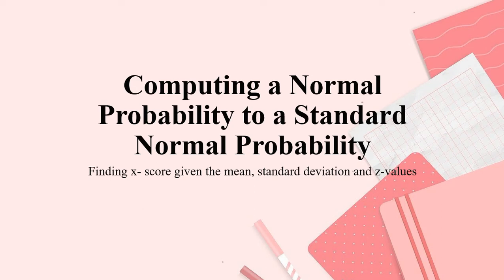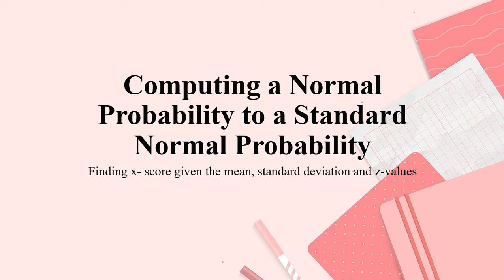So let's continue our discussion, which is part 3 of the topic normal probability distribution. And we have computing a normal probability to a standard normal probability. And here we need to find the x-score given the mean, standard deviation, and z values.